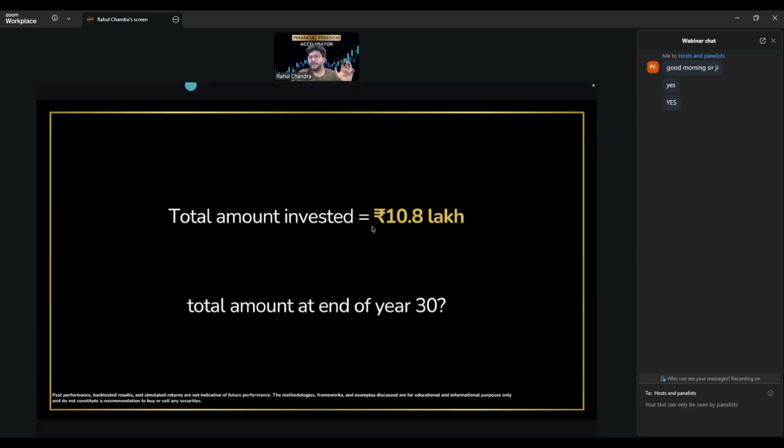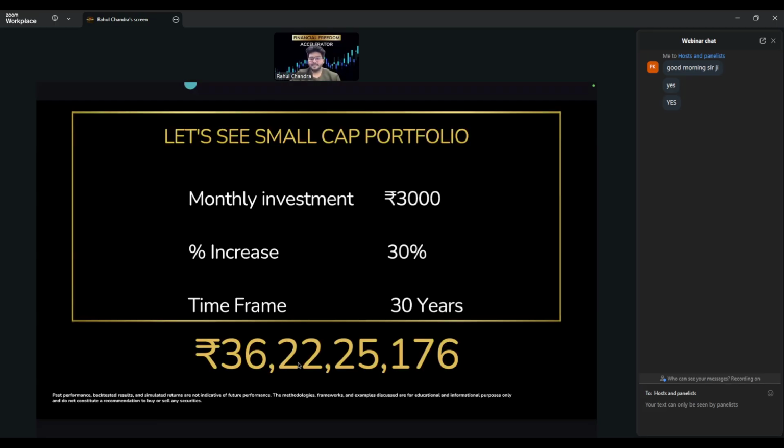The total amount that one invests out of their pocket is only 10.8 lakhs. Can you guess the total amount at the end of 30 years? Take a wild guess. Now, of course, it is mathematics, right? But that is also how small caps perform. 10.8 lakhs becomes 36.22 crores.